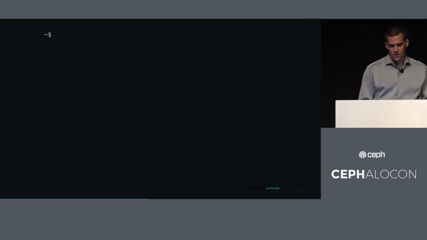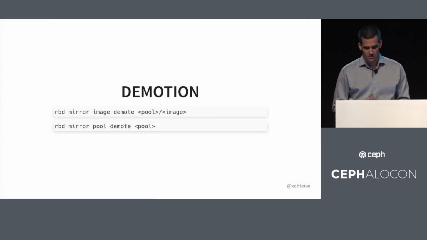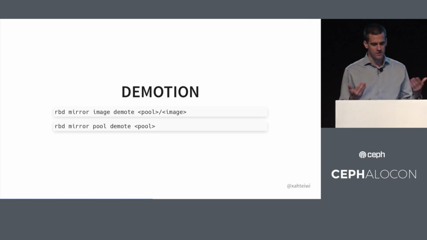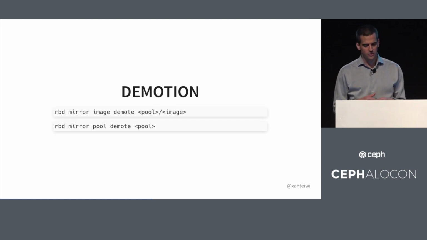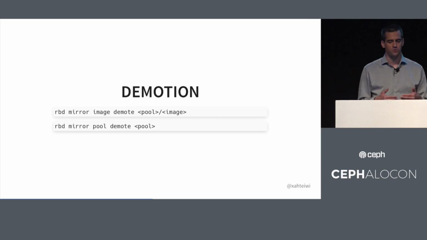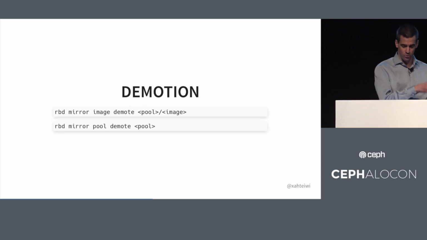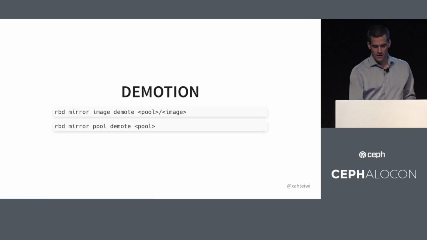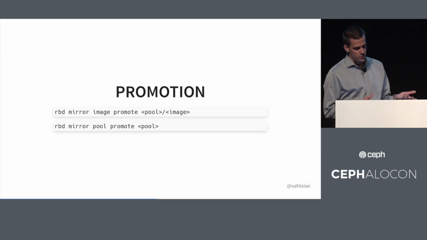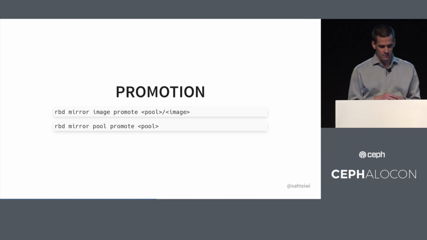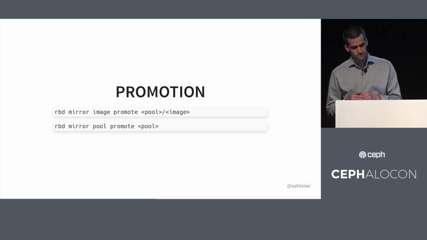And then I mentioned before, we can demote and promote images. So once the clusters are properly connected, replication is active, then you can influence the direction of your replication. So if you have an image that's currently primary and you want to demote it to the non-primary status, you do that with RBD-mirror image demote. Or you can also do that for all images in a pool with RBD-mirror pool demote. And the reverse is called promotion. And that's RBD-mirror image promote, pool/image, or promote all of the images in the pool with RBD-mirror pool promote.